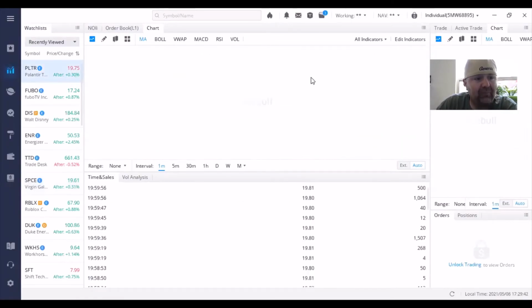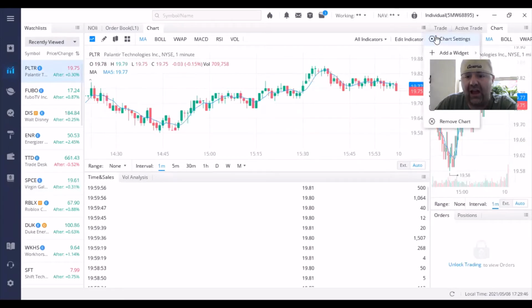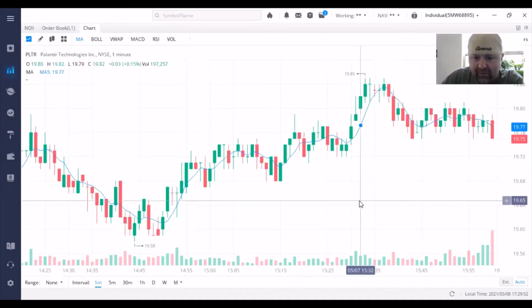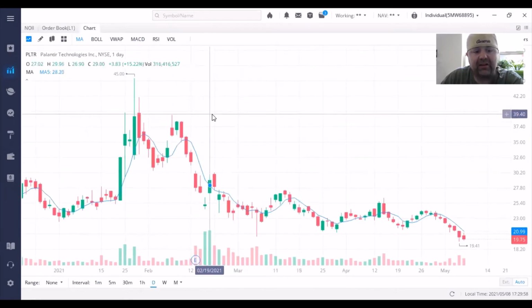I'm going to look at PLTR. We've got PLTR coming up with earnings. Let's go ahead and maximize this chart so we can see this a little bit better. We're in the 1 minute chart. And if we go to the day chart on PLTR, we notice, look at this, it has been getting just demolished since January, just a constant downward spiral.